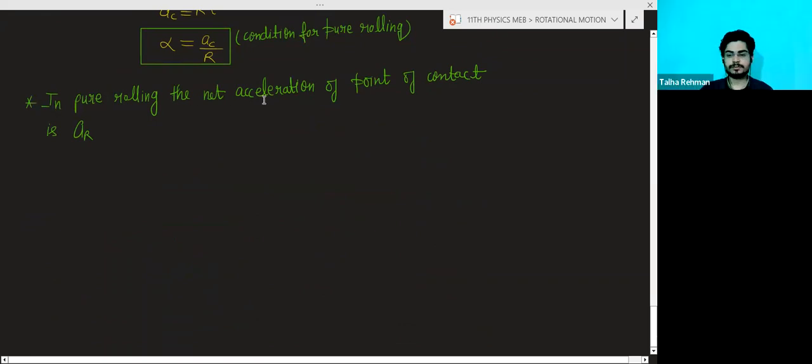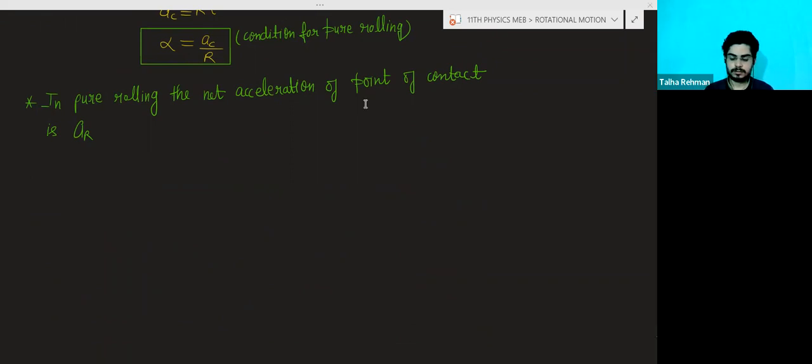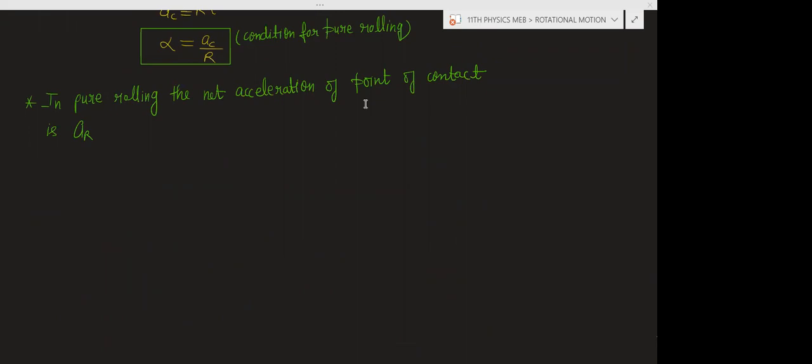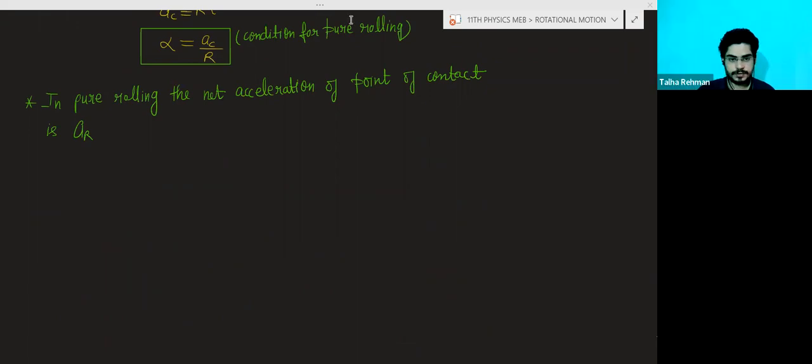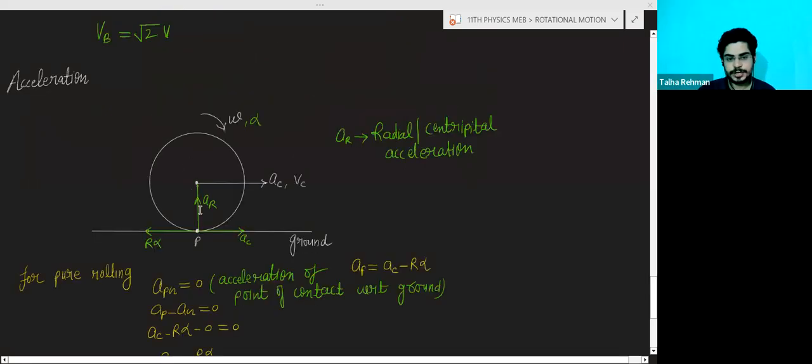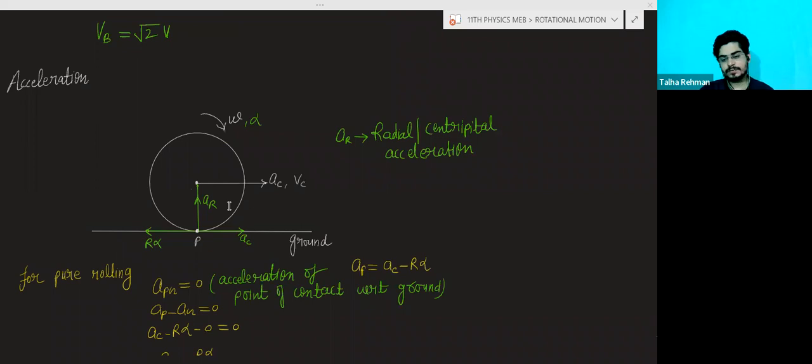Write down this point also. Done, sir. Okay. So now we will see here. We have seen that this body is rolling on the ground. Now we'll see the body will roll on a platform which is moving with some acceleration.